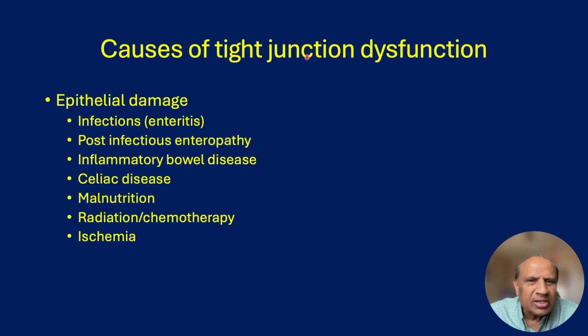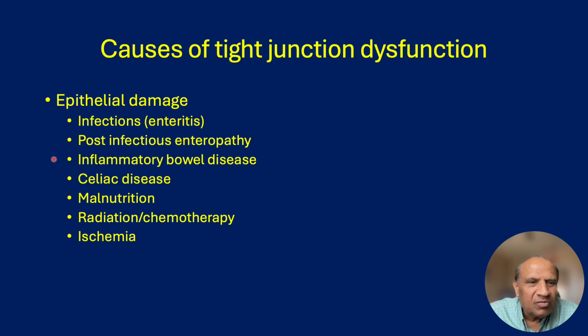So what causes these tight junctions to be dysfunctional? The most important cause is epithelial damage, or damage to the intestinal lining. The most common cause of that is infection, and most commonly viral gastroenteritis, like norovirus or rotavirus infections. Usually these infections are cured in a few days by the host immune system. But in some cases, even though the virus or the bacteria is gone, there still remains intestinal damage as the intestine is not healed completely, and that leads to what we call post-infectious enteropathy.